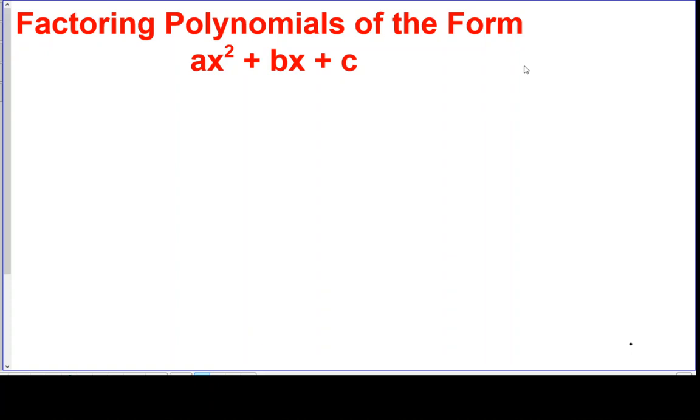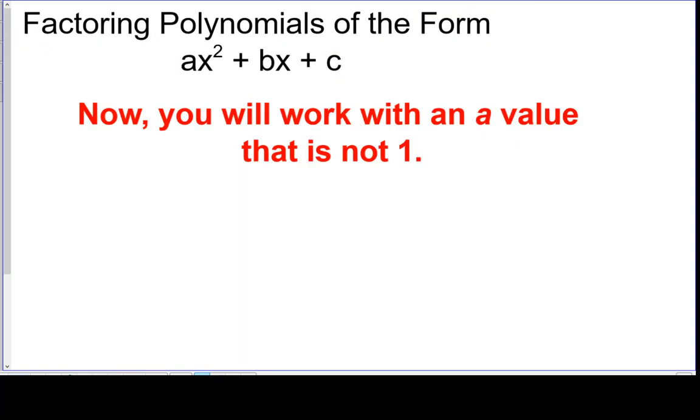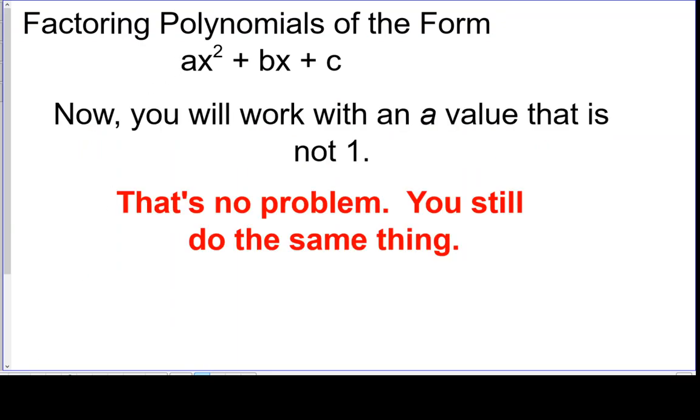Alright, so let's look at what we're going to do today. We're still going to be factoring polynomials, but now we're going to be looking at this form called ax squared plus bx plus c. We're going to now have an a value that's not 1. Remember last week you just worked with polynomials that started with x squared. Well, now you're going to have something, a coefficient in front of the x squared.